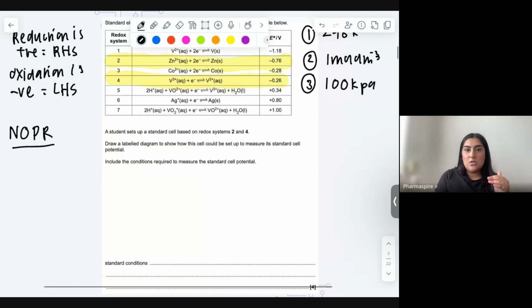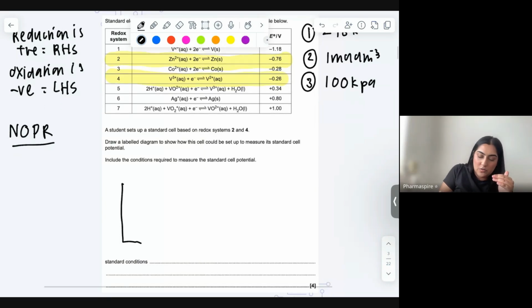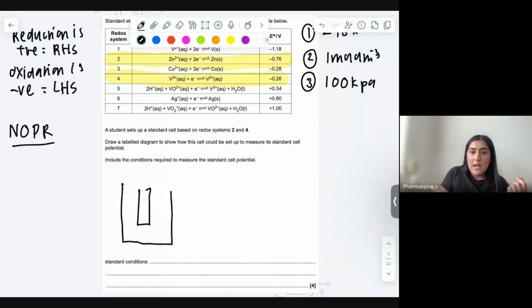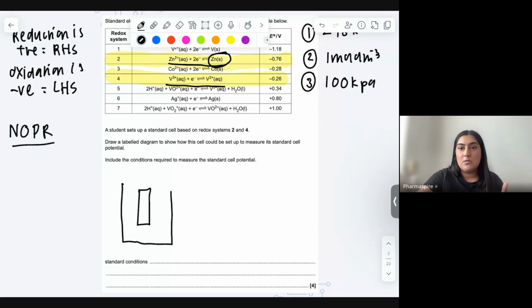You need to know that you've got to draw your little beaker. You'll do your electrode. Now, when people get confused about when you actually use an inert electrode, you look at your state symbols. That is one way to decide on your electrode. If you've got a solid, that solid is basically going to be your electrode. Everything here is aqueous. So what would you use as an electrode?